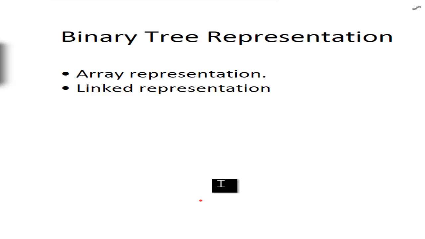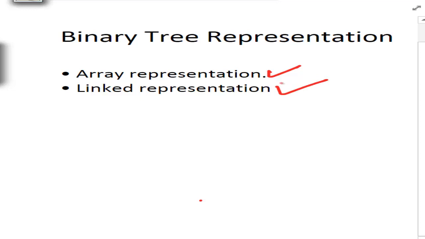Dear students, today we take up the binary tree representation. We have seen the binary tree and its types and all. Now we have two kinds of representation, either the array representation or the linked list representation. So for example, I take up the tree like this.